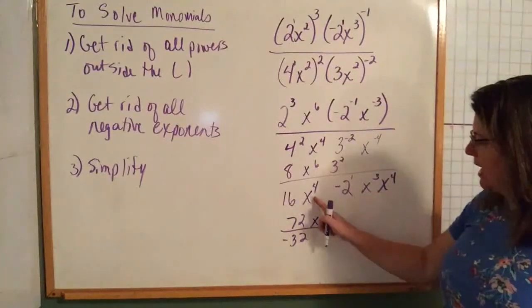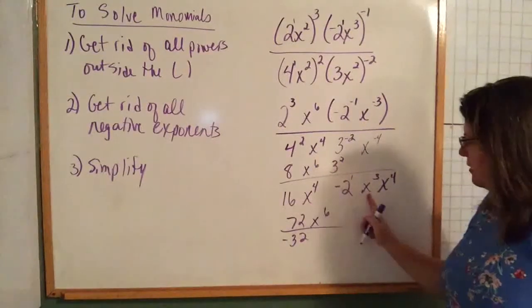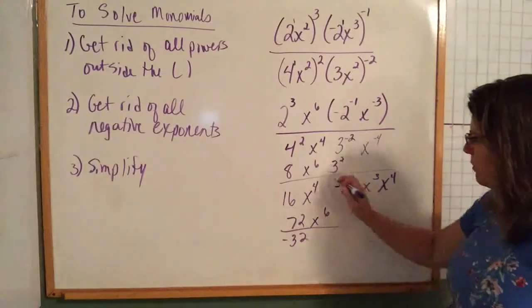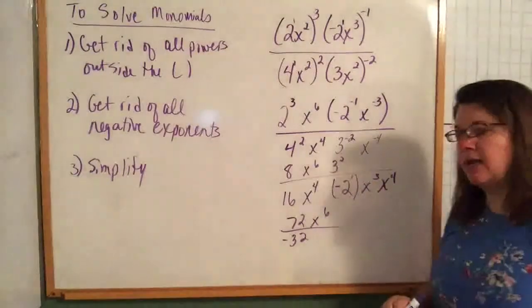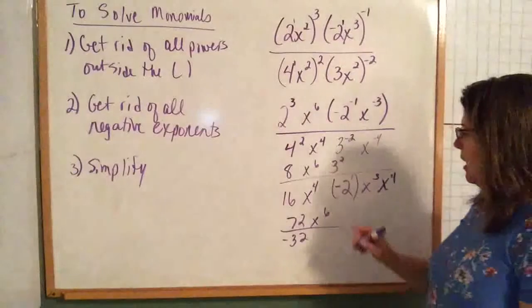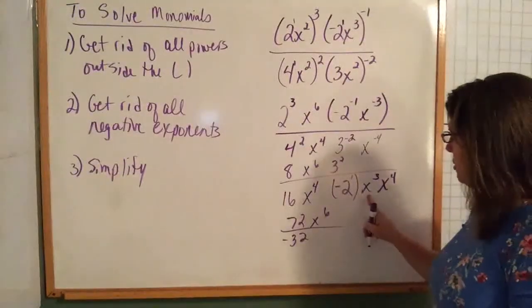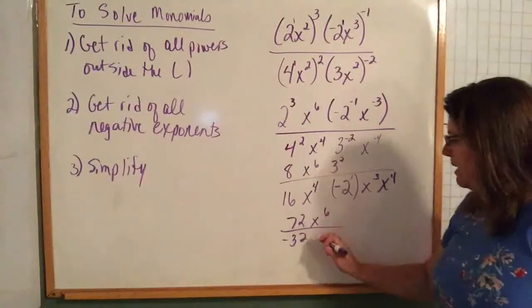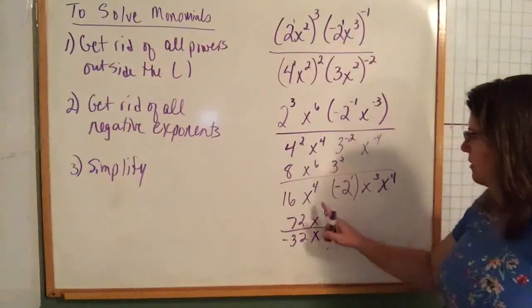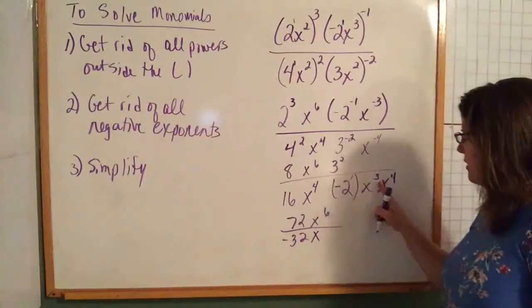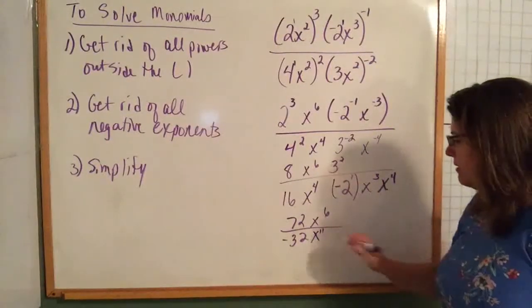And look down here, I've got x to the 4th times x cubed times x to the 4th. Now remember, this is a negative 2, it is not minus 2, okay? So x to the 4th times x cubed times x to the 4th. I keep the base, x, and I add the exponents. So 4 plus 3 is 7, plus 4 is 11.